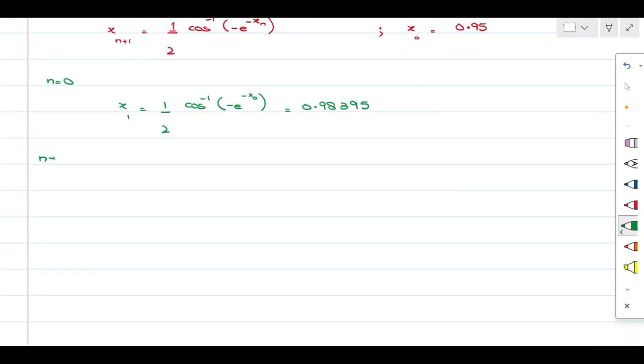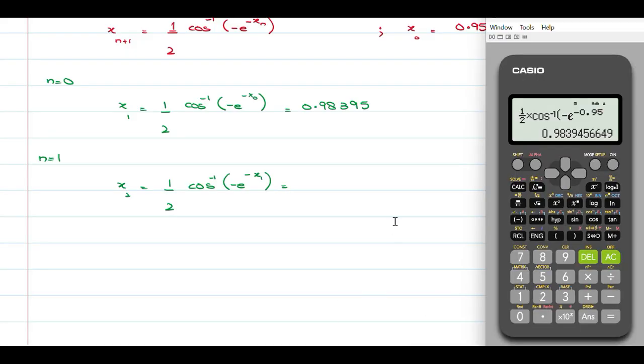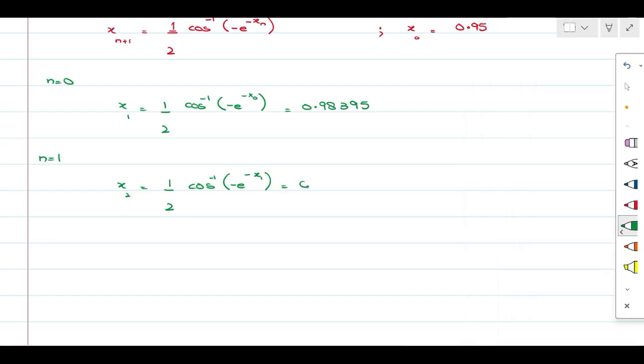Next, when n is equal to 1, we have x2, which is 1 by 2 cos inverse of negative e power minus x1. This is your x1 value, right? 0.98395, 5 decimal places. The next digit is 6, so it becomes 7. So we get 0.97697. Okay. N is equal to 2.